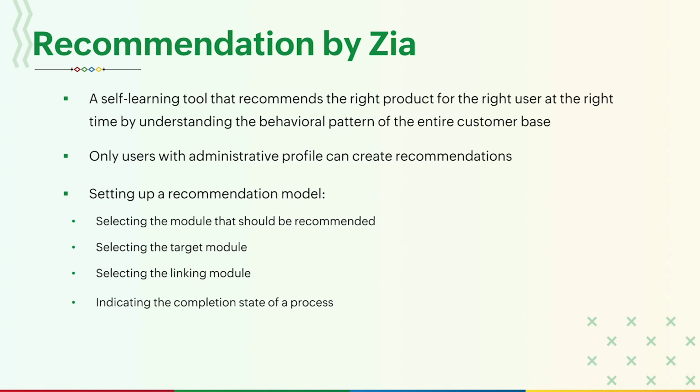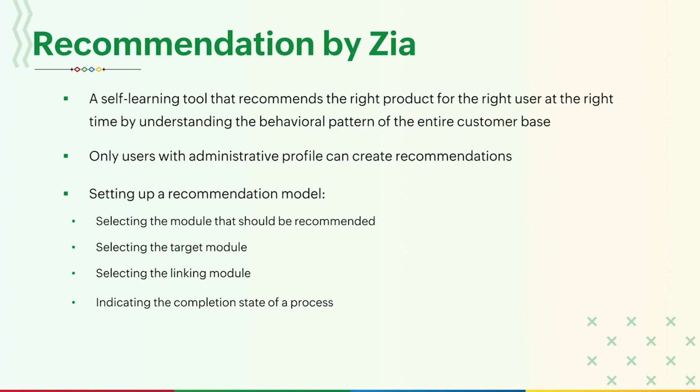Before we expect Zia to make its recommendations, we need to configure the recommendation builder based on our business requirements and sales strategies. So here are the steps involved in configuring the recommendation builder. Selecting the module that should be recommended. Here we can choose the module that contains information that we wish to be recommended. Also, criteria can be defined while wanting to set up the recommendation for a specific type of records.